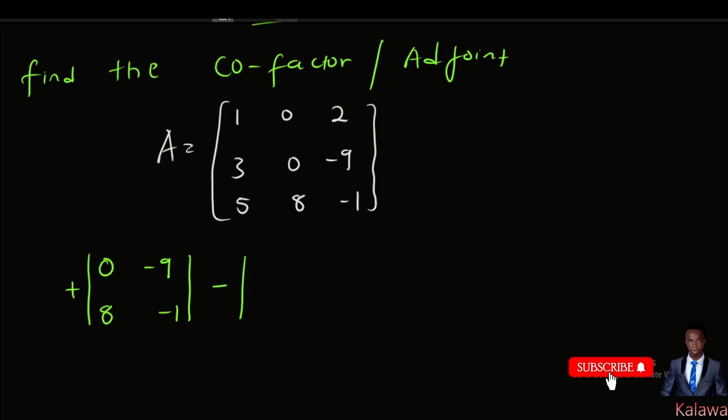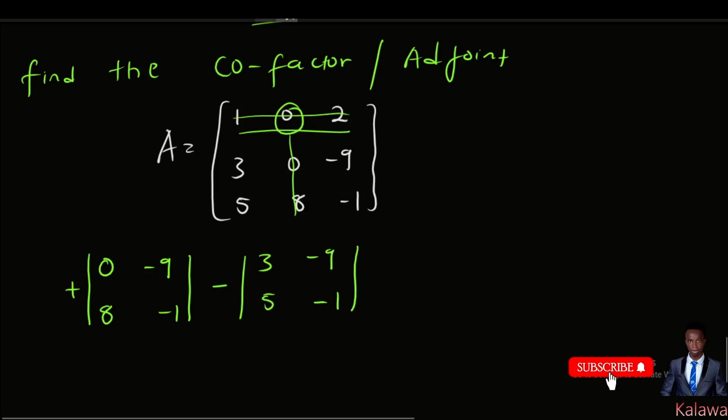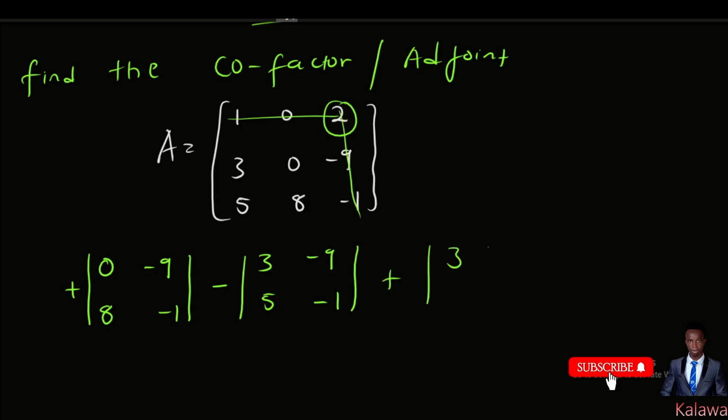We're going to find the minor for 0. We take this out, we take this out. So what is left here is 3, 5, minus 9, and so on. So that's it. We go again, we find the minor for 2. Just take them out. So what is remaining? Remember, this is going to be positive. So this is going to be 3, 0, 5, 8.